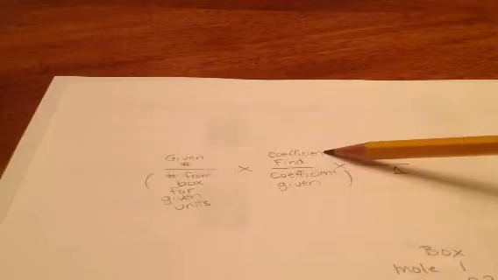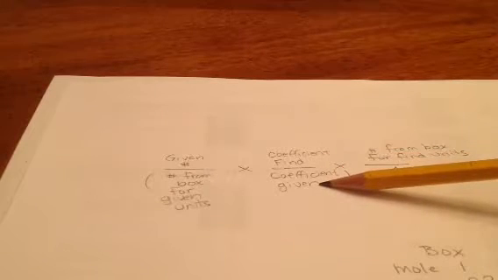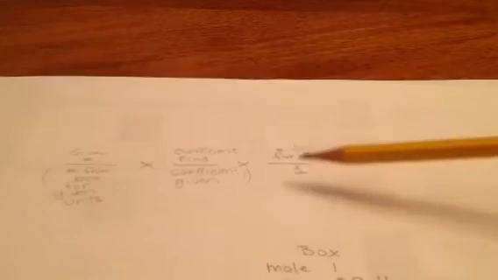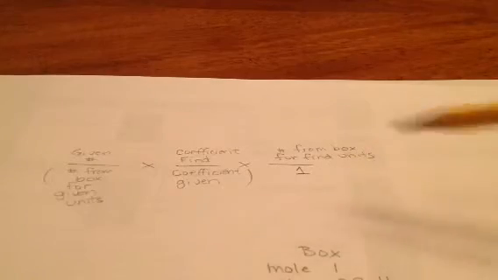The next section is the coefficient of what you're trying to find over the coefficient from the balanced equation for what you've been given. This is the number from the box for the units that you're trying to solve for. Once again, same box, and that's always all over 1.